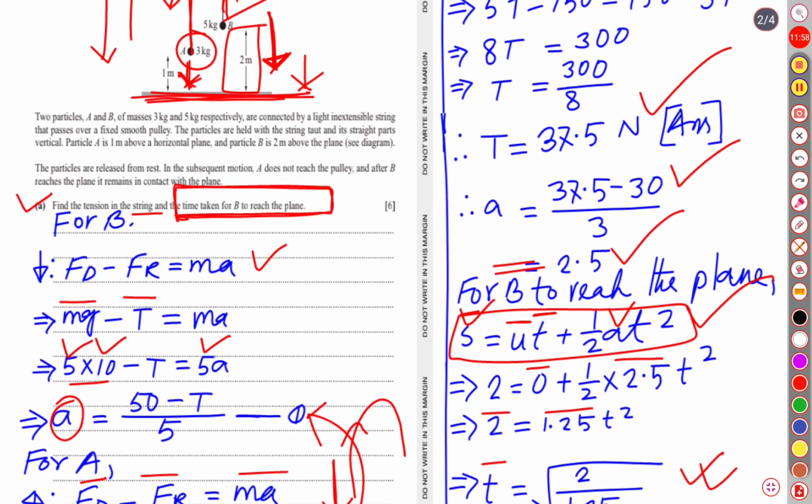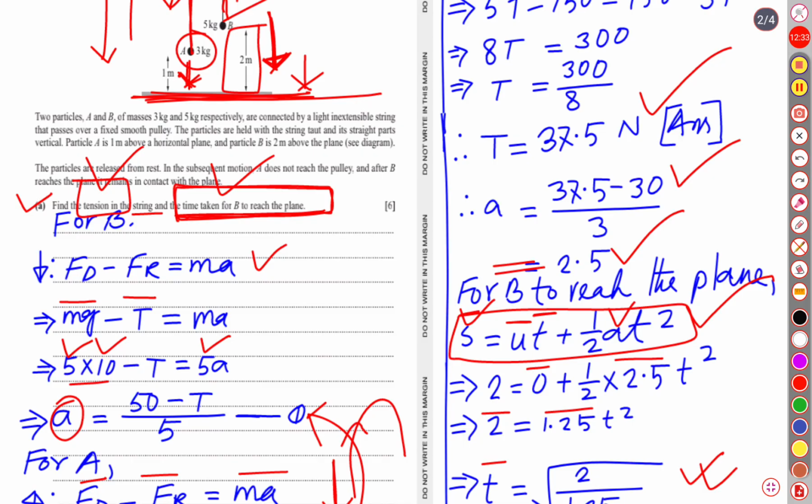Well, the question told us to find the tension. The first part is the tension and the second part is the time taken by B to reach the horizontal plane. For B, what is the concept? Since two values are missing simultaneously, we will have to form two simultaneous equations and solve them one by one. The concept we have chosen is the motion concept of Newton's law.